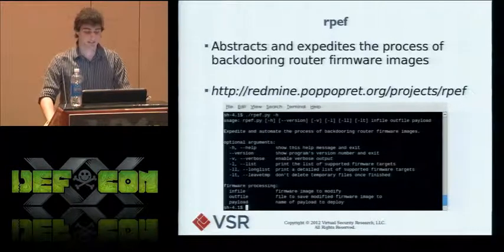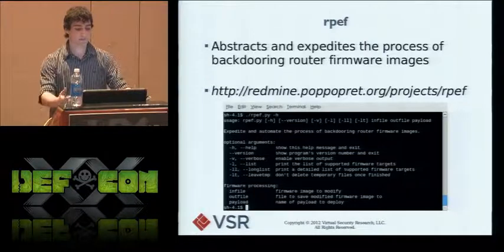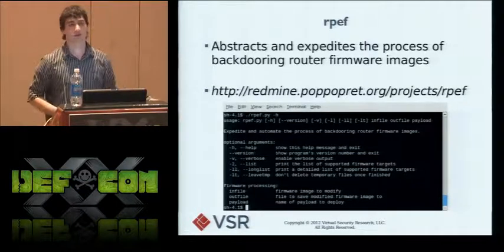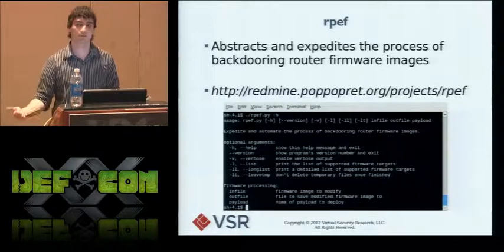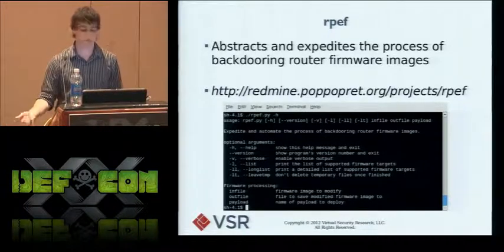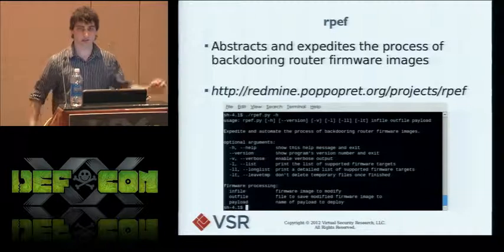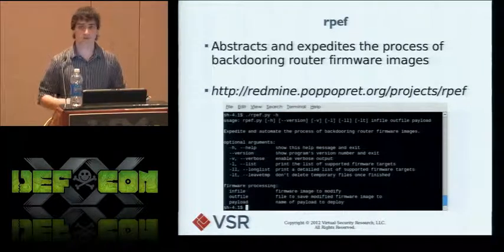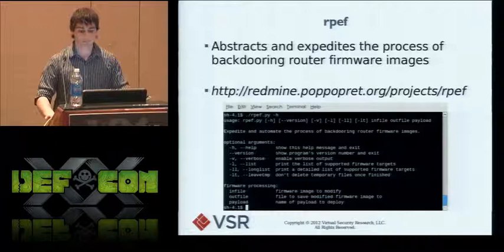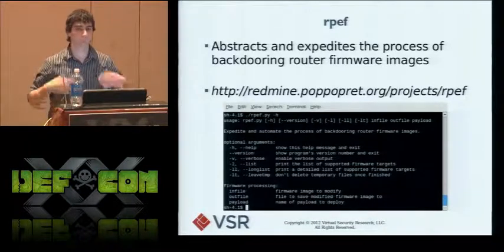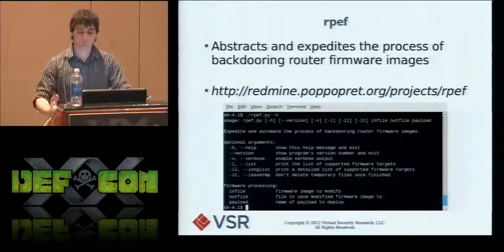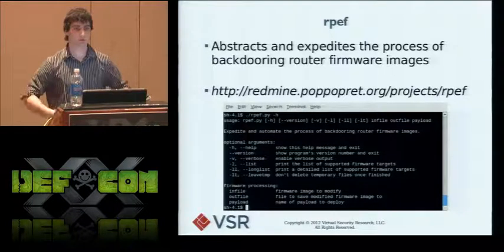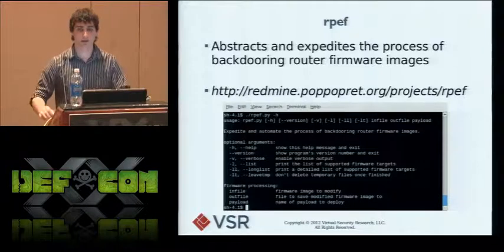And basically, the way that it works is you provide an input firmware image, you provide the output firmware image, the file name that you want to output to, and the name of the payload, and it does everything magically. You don't have to worry about extracting, putting it back together. And basically, this is going to allow us to create new firmware images for devices.